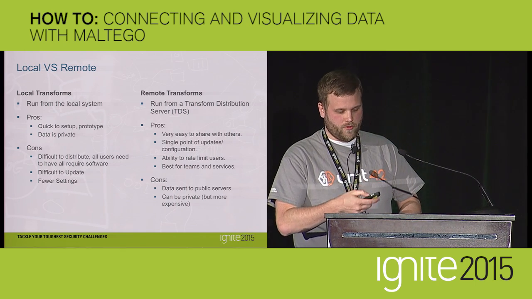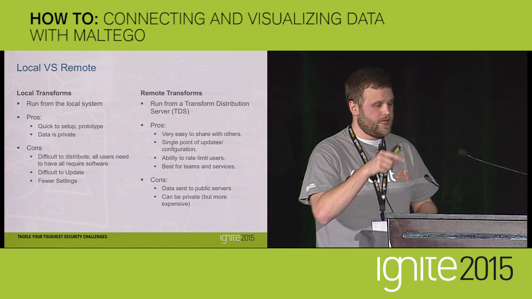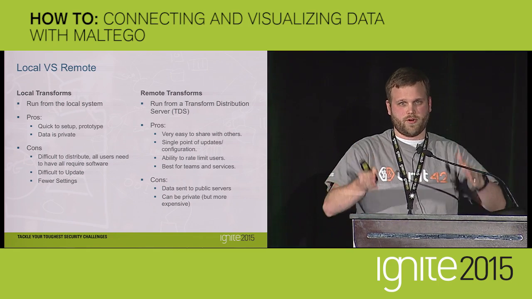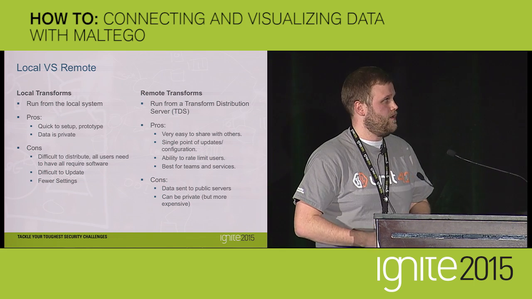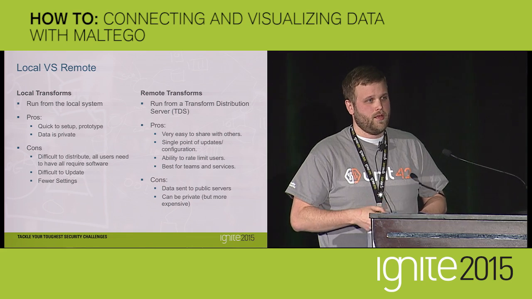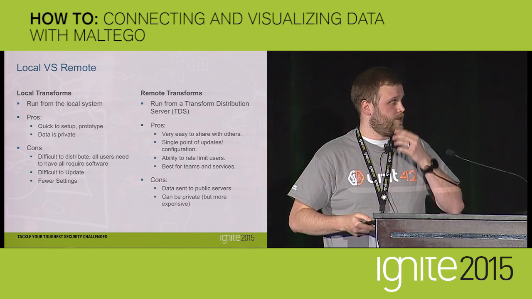So local transforms, they run from the local system. When you click that button to say transform, it's going to say, execute Python on this script, take that XML input, do whatever it needs to do, and spit out more XML. It's very, very simple. They're quick to set up. They're great for prototyping. If you're doing the transform locally, all of your data is private. It's not going to talk to another server.